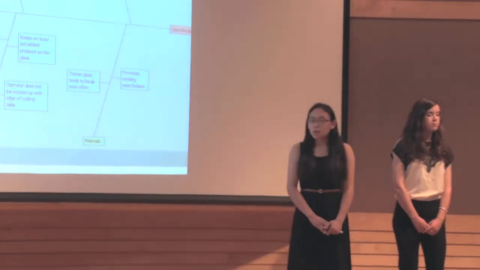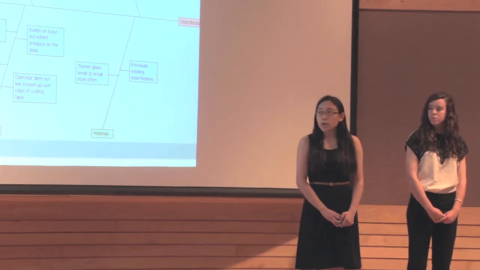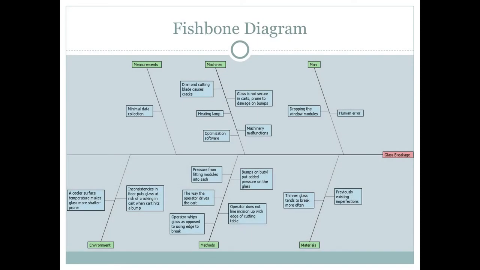The method we use to identify the causes of glass breakage is the fishbone diagram. The problems are broken up into six major steps or themes: measurements, machines, man, environment, methods, and materials. One problem Silverline has regarding the measurements is that they lack sufficient data collection.